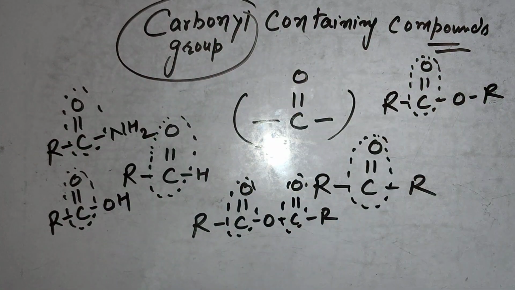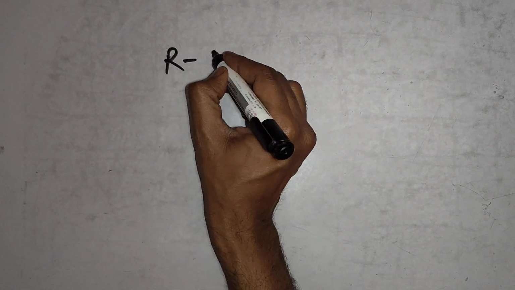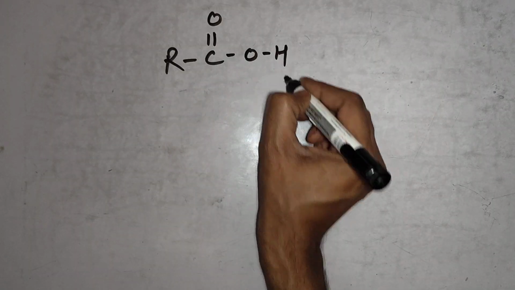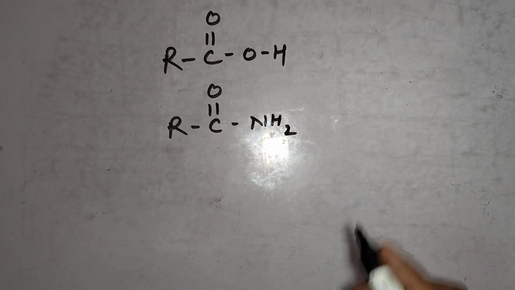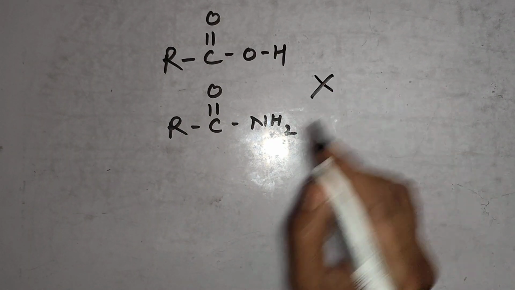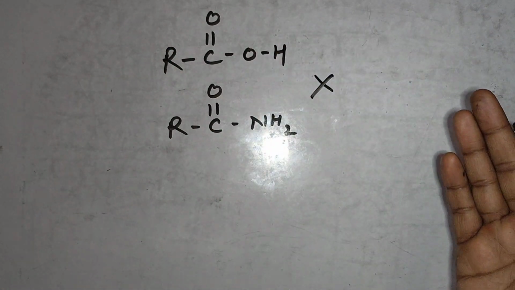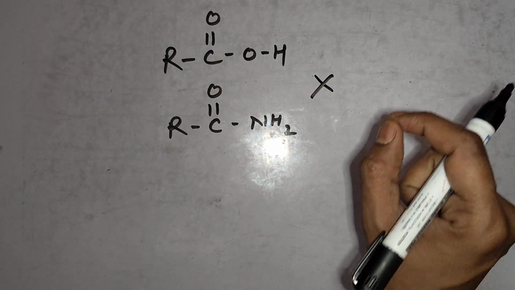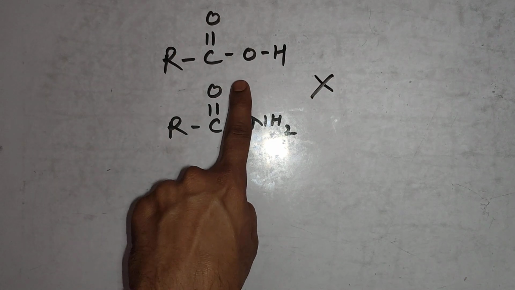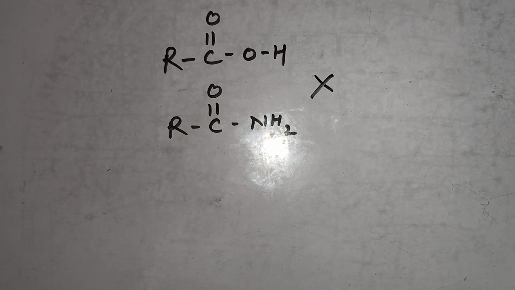Can all carbonyl group containing compounds create alcohol with Grignard reagent? No. Note down. Carboxylic acid, RCOOH, and amides, RCONH2, will not create alcohol with Grignard reagent. They react differently with Grignard reagent that I will discuss later with you. In this video, I am going to discuss only those carbonyl compounds which will react with Grignard reagent to produce alcohol. So carboxylic acid and amides will not be used to create alcohol with Grignard reagent.